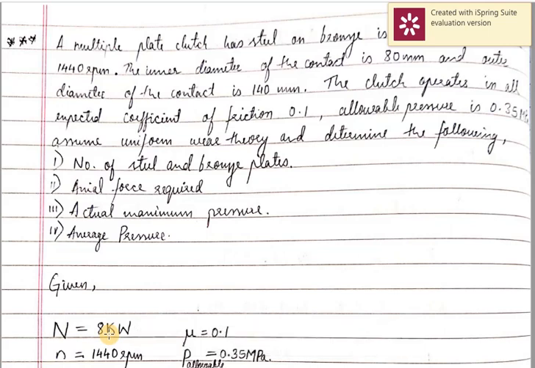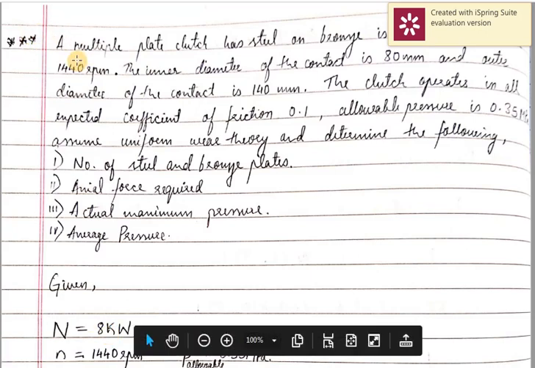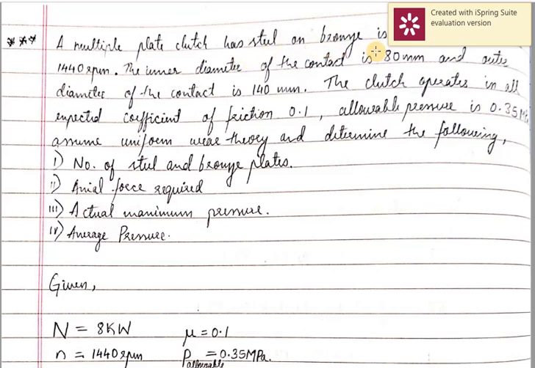Now let us start with the second problem. Here we have the question. A multiple plate clutch with steel on bronze is to transmit 8 kilowatt at 1440 rpm. The inner diameter of the contact is 80 mm and the outer diameter of the contact is 140 mm. There is a correction. The clutch operates in oil.